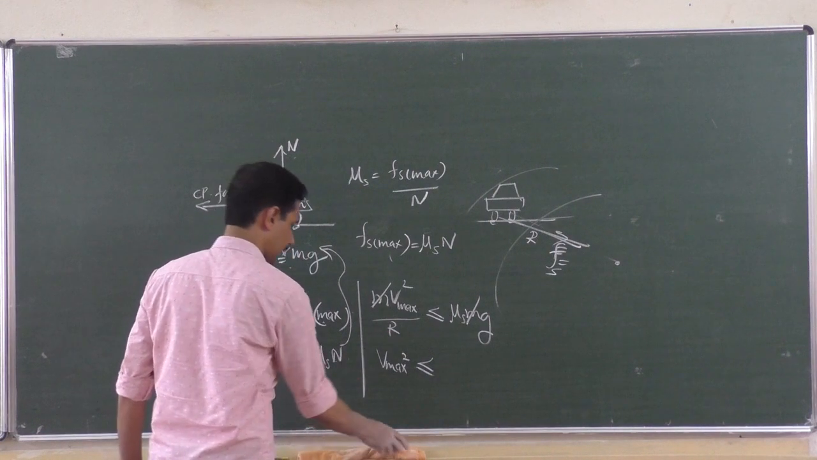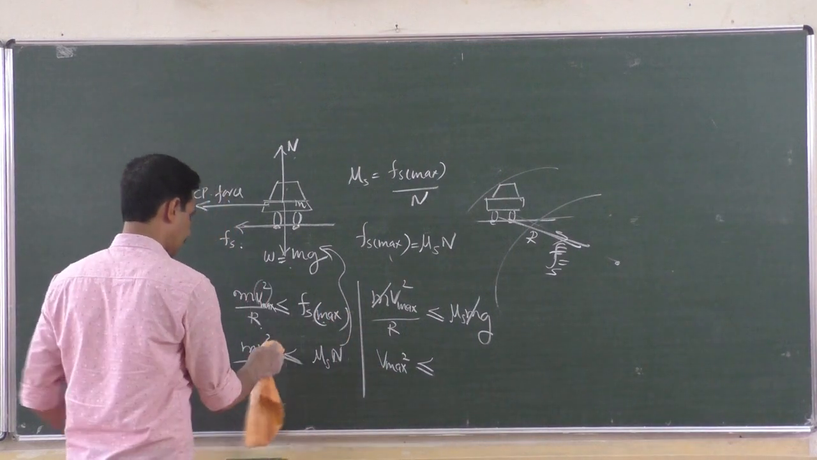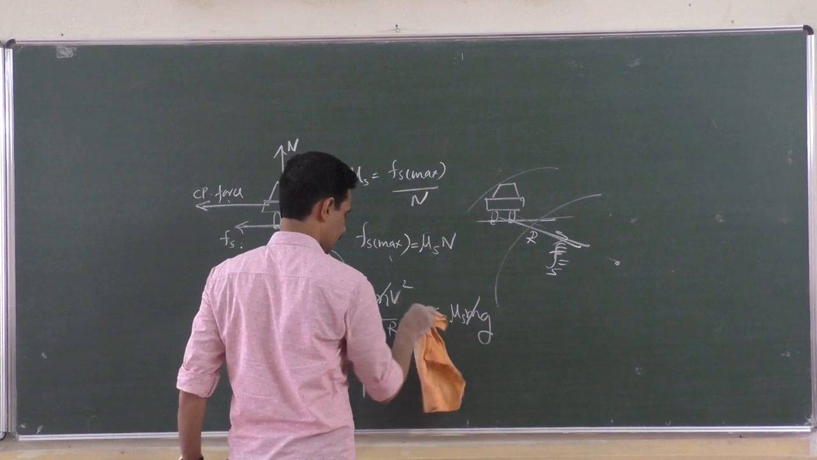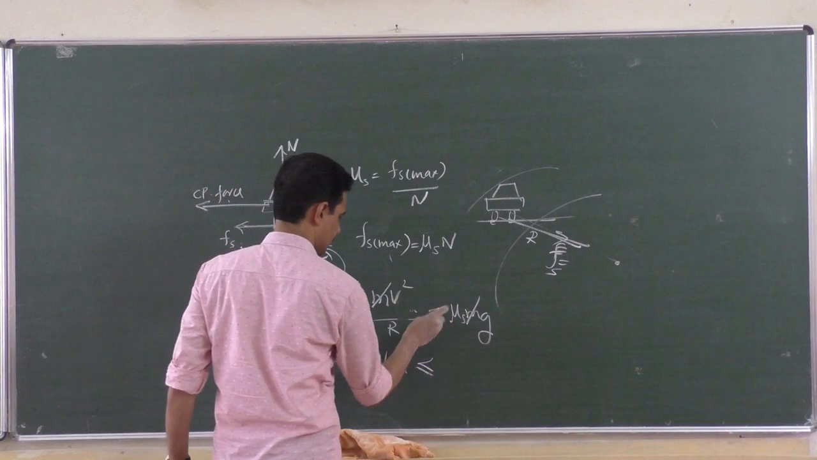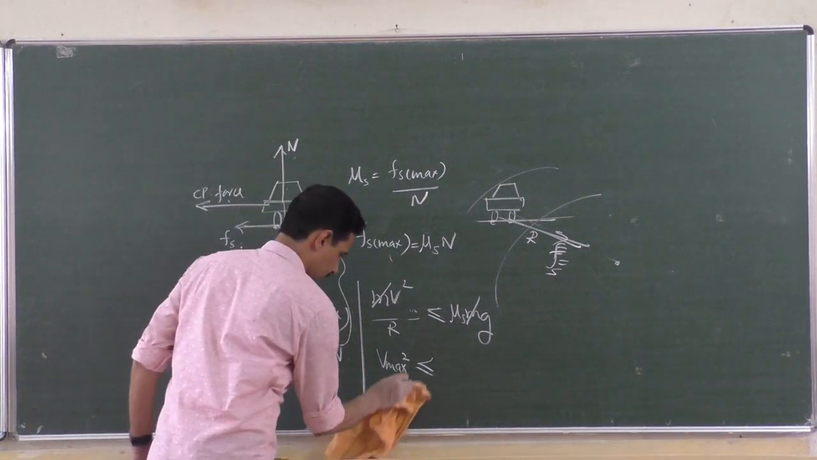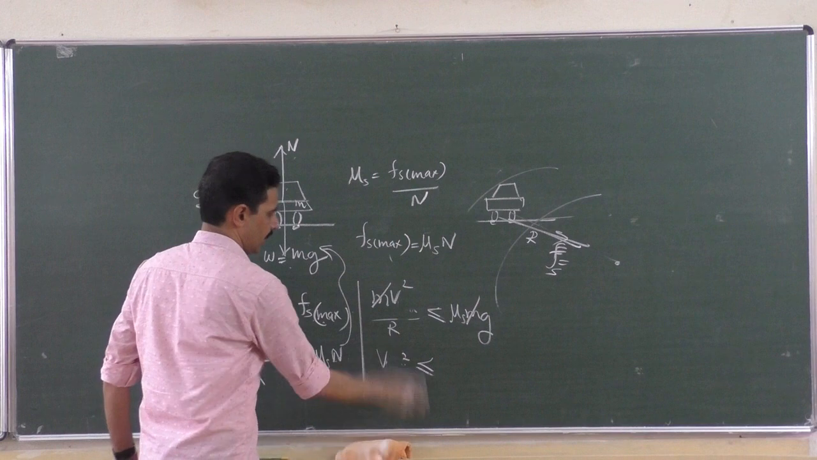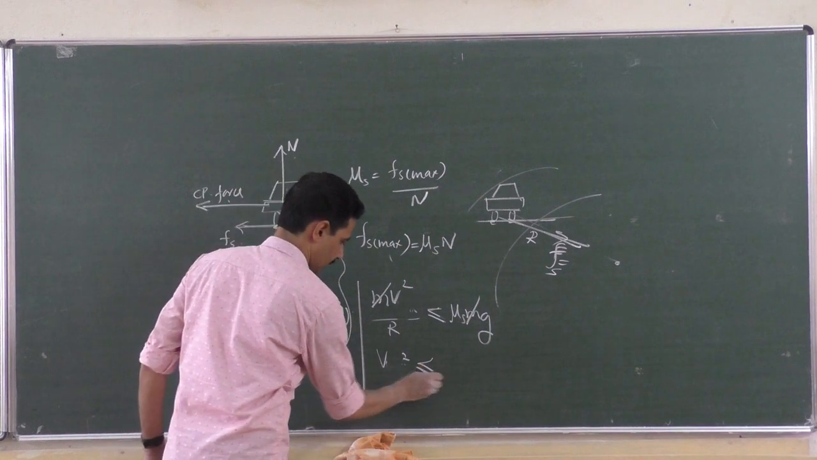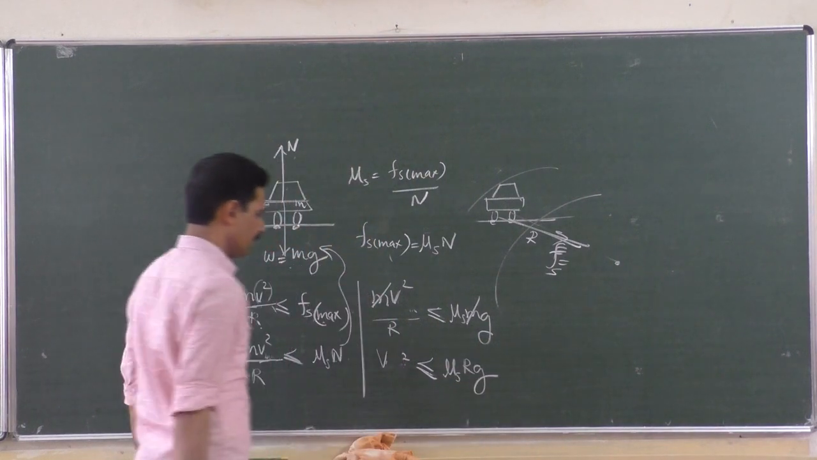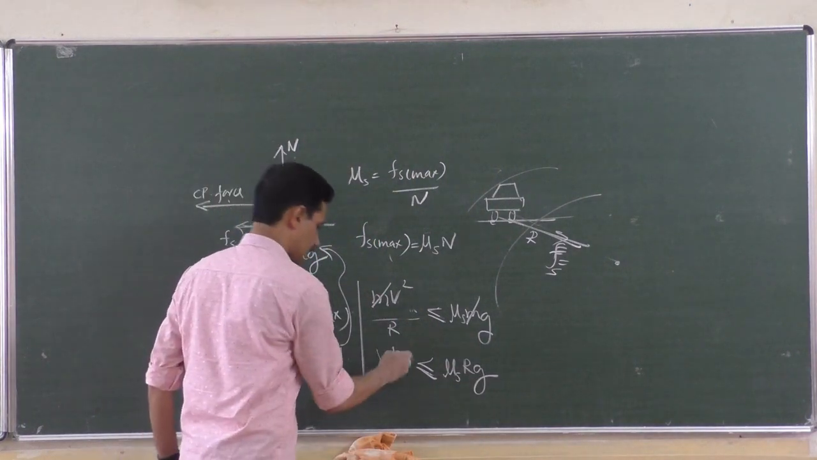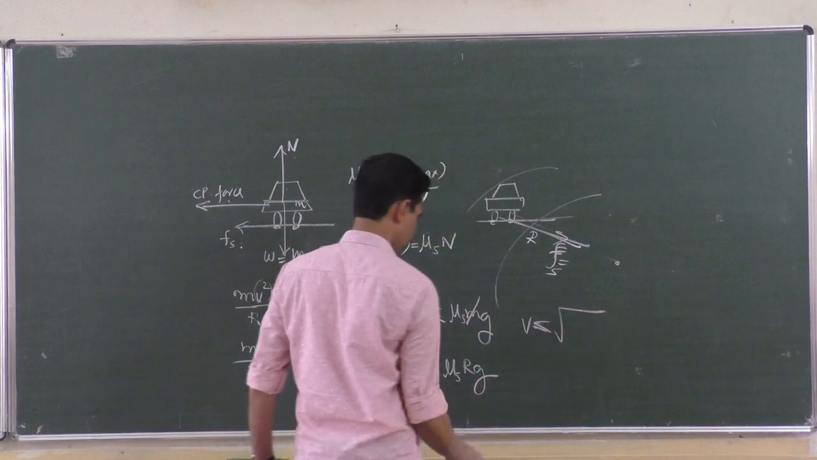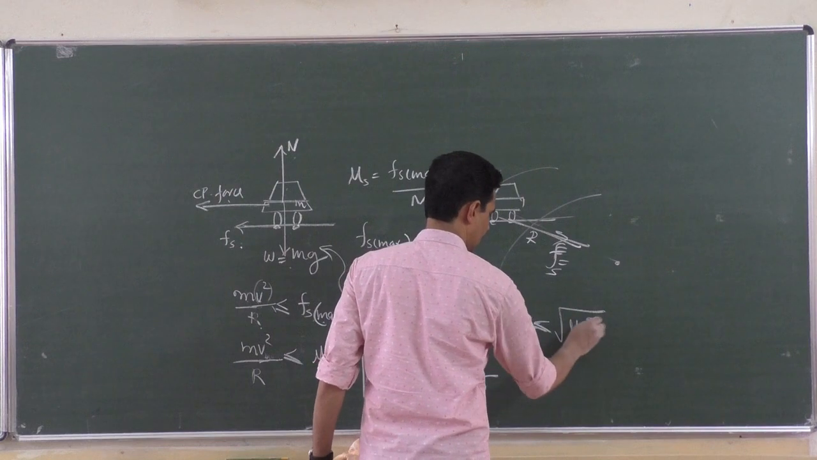I have to use v square, because at v maximum it only needs to be equal. So this v square, mv squared by r, must be lesser than or equal to mu s into r into g. So v is lesser than or equal to the square root of mu static r g.